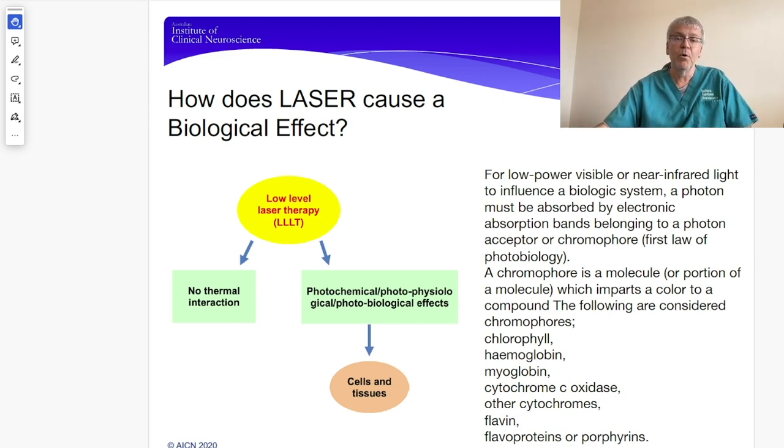Okay, so when a chromophore, which is a molecule inside an organelle, gets struck by light, there's a change in the way it performs its chemical functions. Now, some of these, what is a chromophore? Why would we have these?